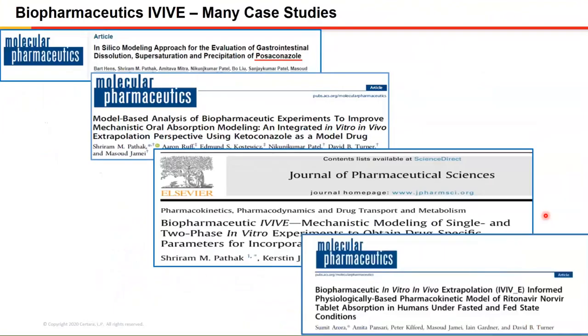These are some of the case examples which we have published over the years. Most of them are weak bases. Because of their complex nature, they have a tendency to precipitate when they transfer from acidic to basic media. Please have a look at these papers if it is of interest to you.